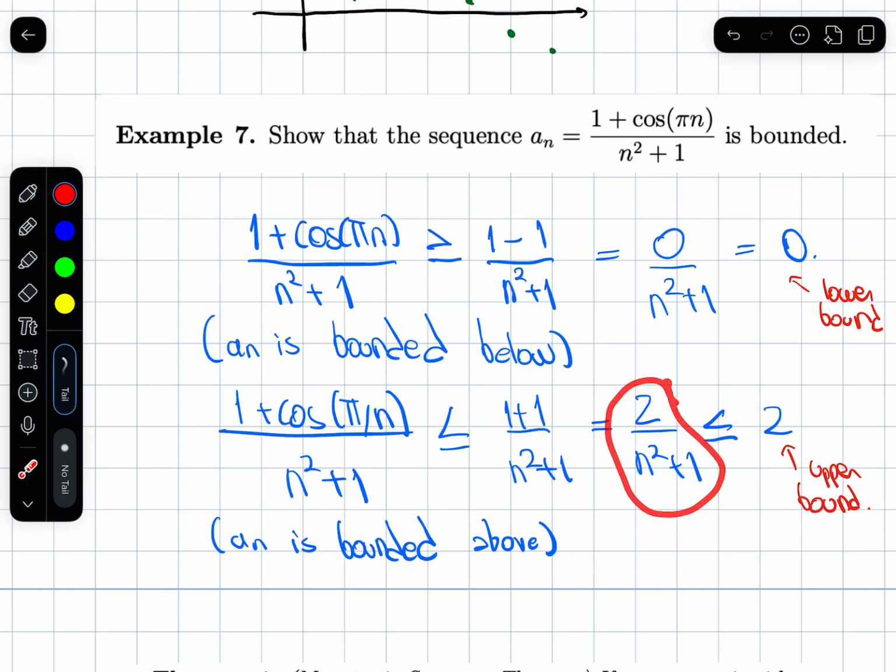But this is not an upper bound for my sequence, because this, circled in red right here, is not a number, so it's not an upper bound. An upper bound needs to be a number, so it needs to be rid of all n's, all variables.